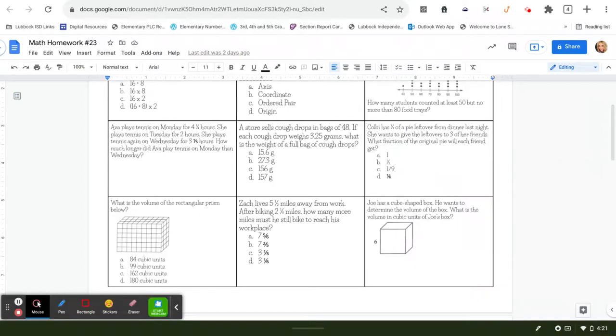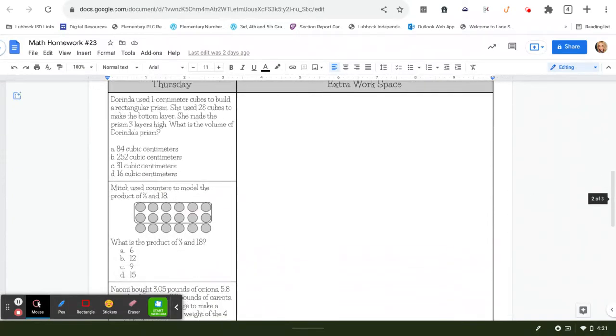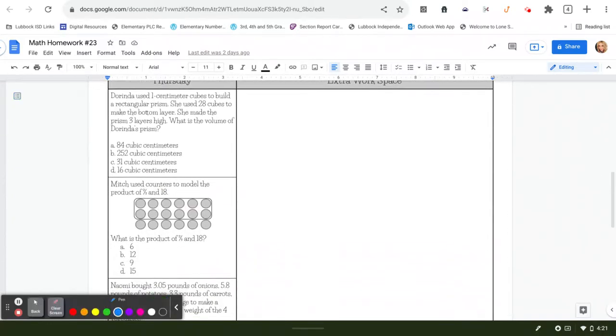And last, Dorina used 1 centimeter cubes to build a rectangular prism. Okay, so a rectangular prism is like our tissue box. Right? She used 28 cubes to make the bottom layer. So our base. 28 cubes to make the base. She made the prism 3 layers high.